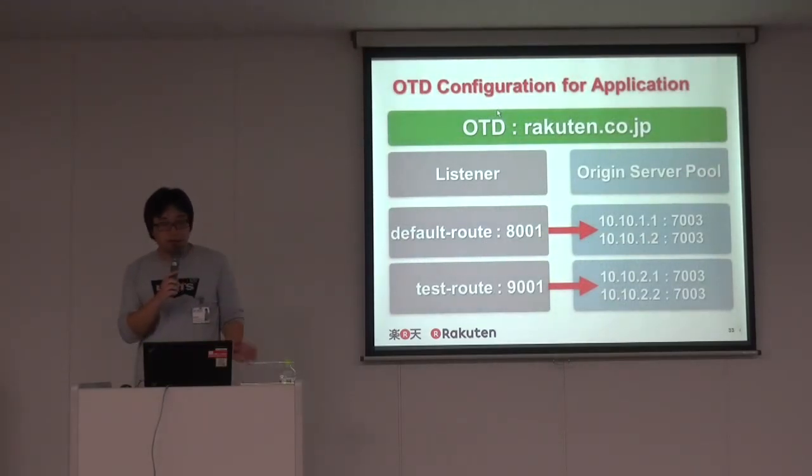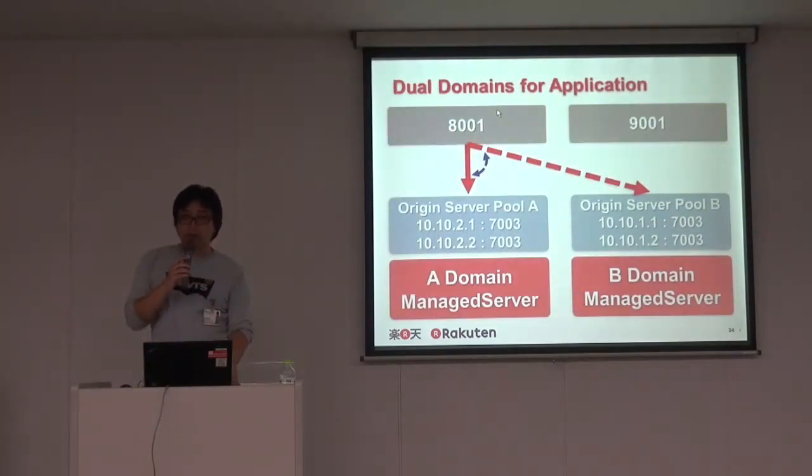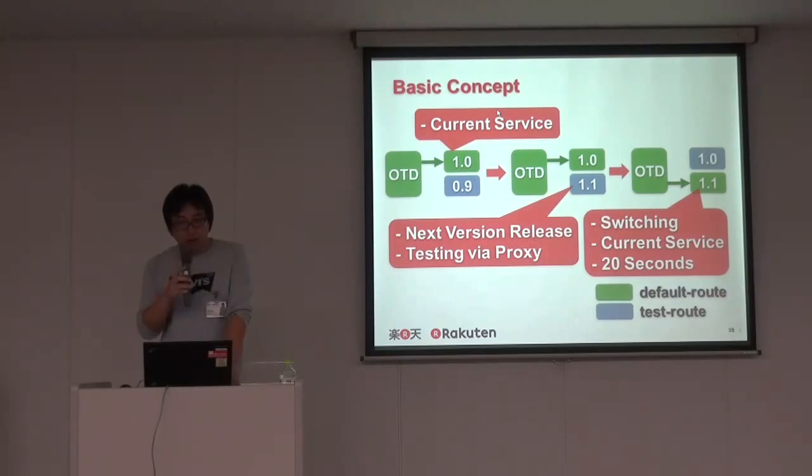So we have defined two listeners and origin server pools on OTD for each service. And we have constructed two WebLogic domains for our application in order to connect to the origin server pools. As a result, a listener can connect to the A or B domain by switching the origin server pool. Now, we can release and test the application in the tester domain in advance. And we can make non-stop maintenance possible by switching the origin server pool of the listener. The good point is that we can test the application on the production environment before service release.